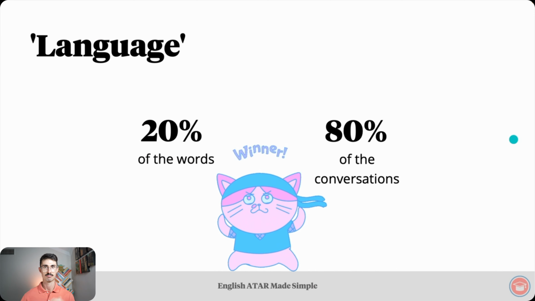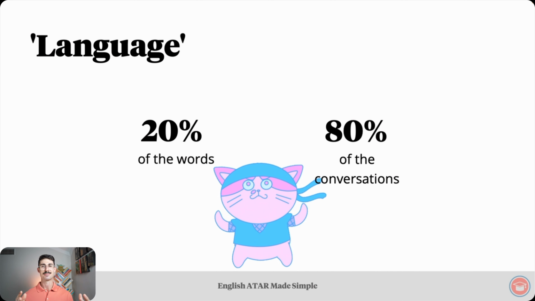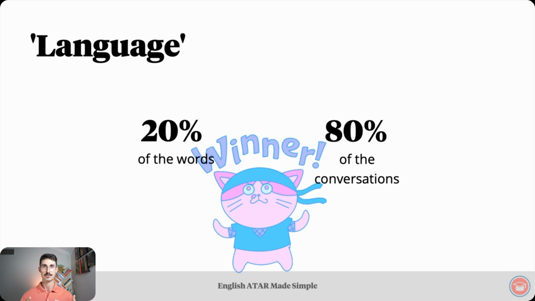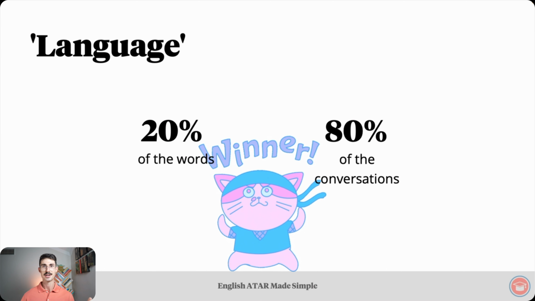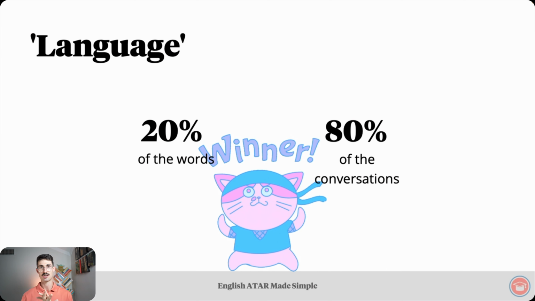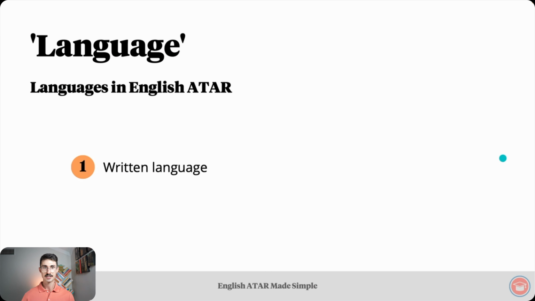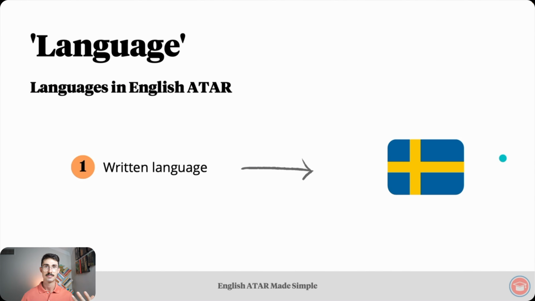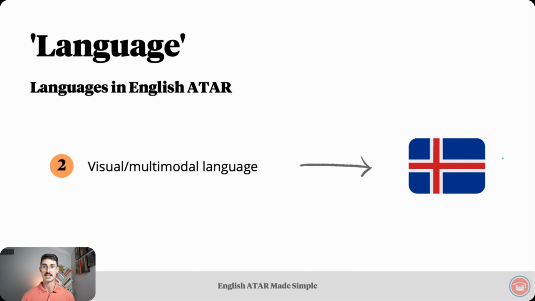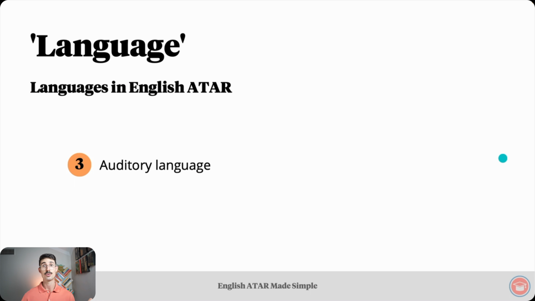You'll be winning. How on earth does any of this apply to the topic of this lesson, language features? Just like there are multiple spoken languages like Swedish, Polish, Icelandic, there are multiple languages in the context of English ATAR, and they're best categorized as written language. We can pretend that one is Swedish, visual/multimodal language, and we can pretend that one is Icelandic, and lastly, auditory language, and we'll pretend that one is Polish. That is the word language.